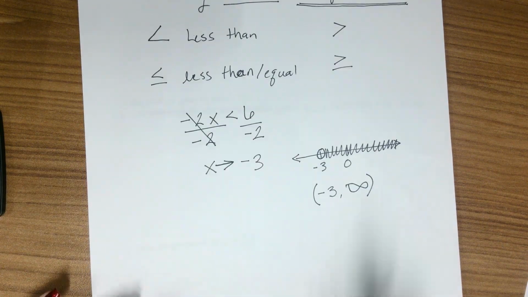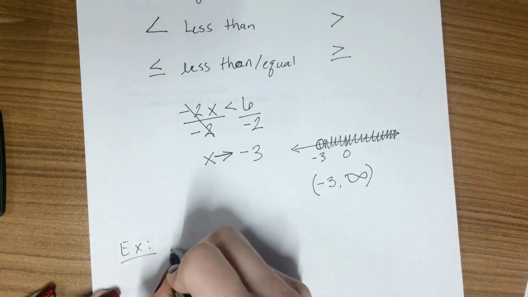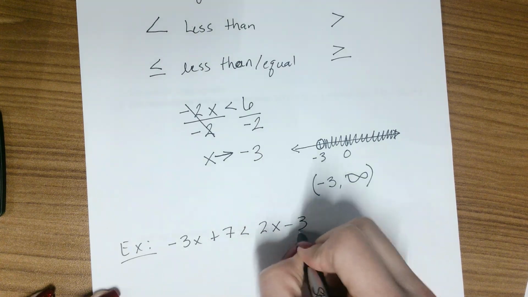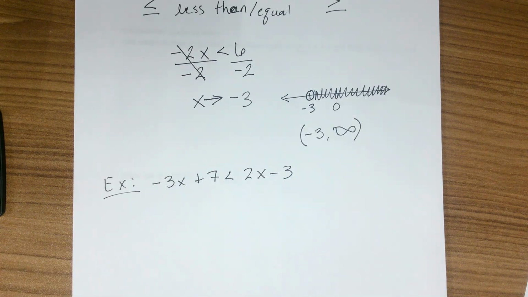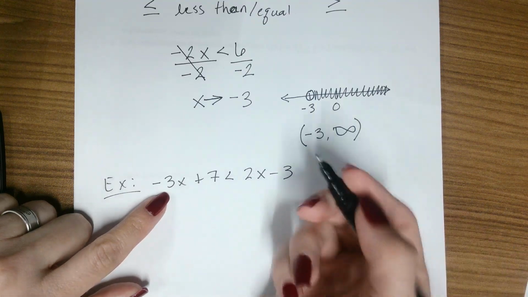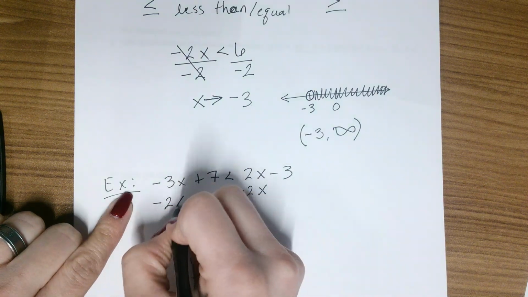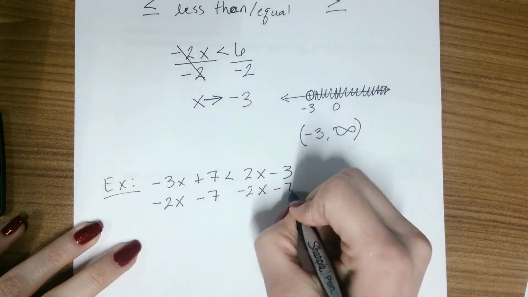So let's do one more regular inequality, beef it up a little bit. Let's say I have negative 3x plus 7 is less than 2x minus 3. Again, just like with solving linear equations, our goal with the inequalities is to get x's all by themselves and plain numbers on the other side all by themselves. So I do have x's on either side of the inequality. So I'm going to subtract 2x from the right, 2x from the left, and I'll subtract 7 from the left, 7 from the right.